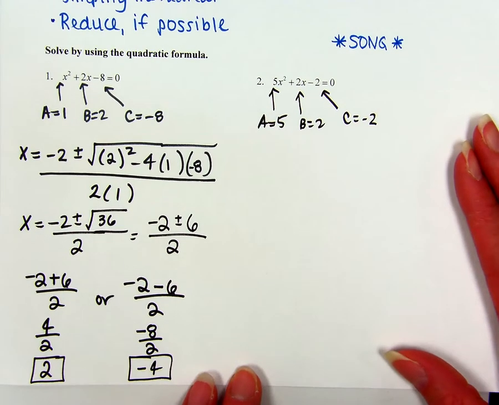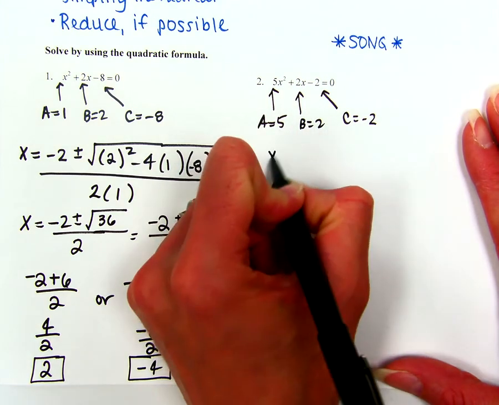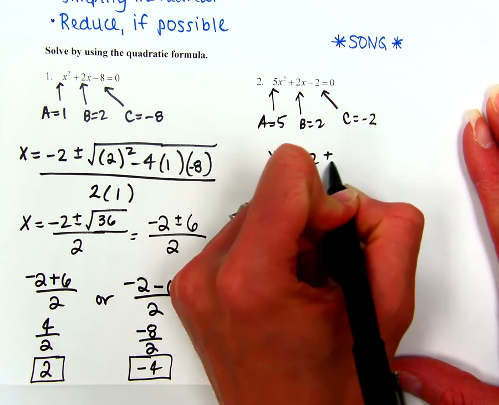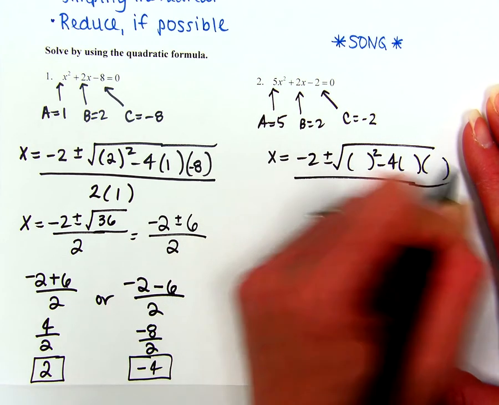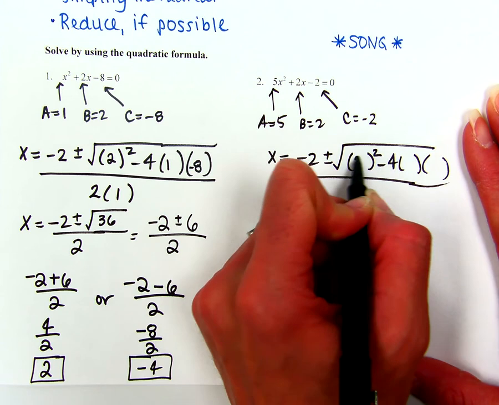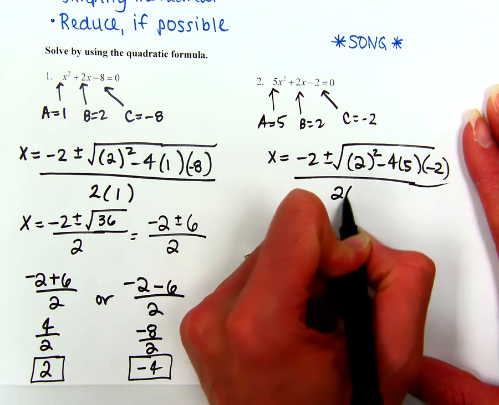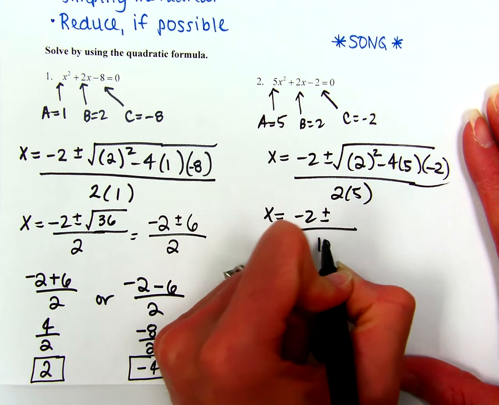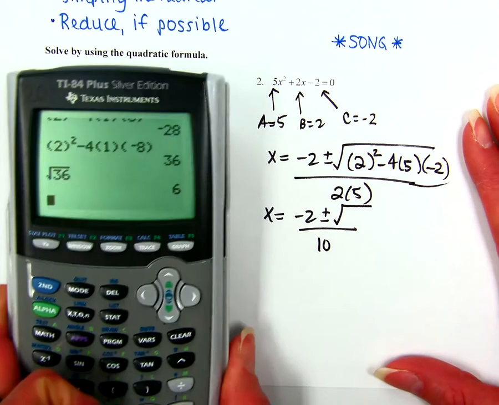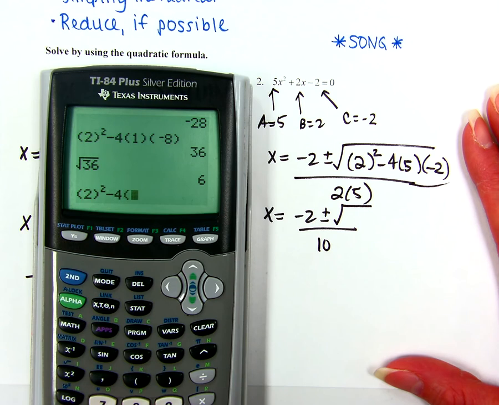All right, problem number 2. This is a, b, and c we've already labeled. So now we're going to do negative b plus or minus the square root of b squared minus 4ac. So we got 2 squared minus 4 times 5 times negative 2, all over 2a. We have negative 2. 2 times 5 is 10. And then I'm going to put this in my calculator: 2 squared minus 4 times 5 times negative 2. And I get 44.